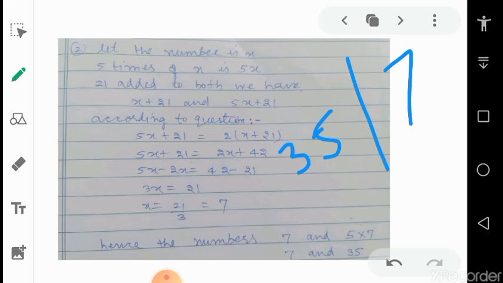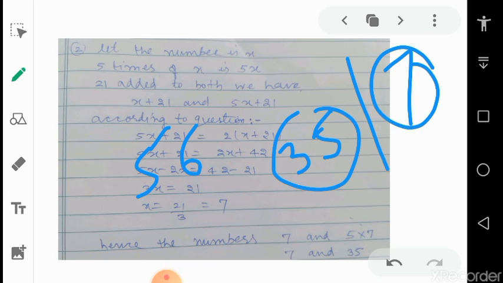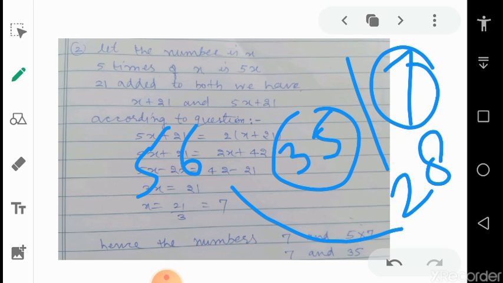If 21 is added to both the numbers, this number becomes 56 and this number becomes 28. And as we can see, 56 is twice 28. The second condition is also satisfied. It means your answer is 100% correct. Okay, there is no doubt. So in this way we can also cross check our answer.